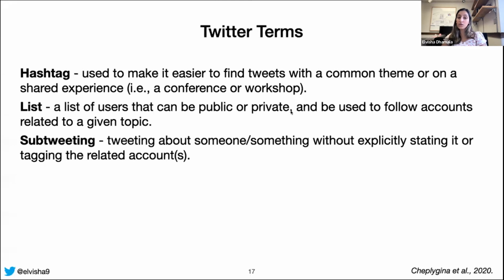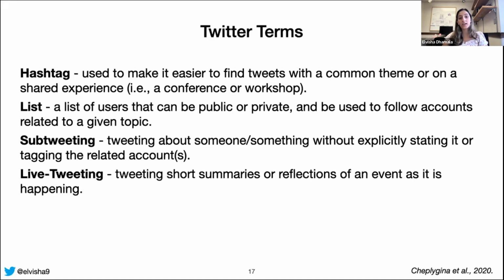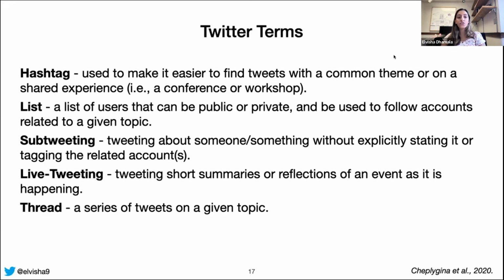Subtweeting is when you tweet about someone or something without explicitly stating it or tagging the related accounts. This is also where sometimes hot takes can come into play, or basically if there's something that you're not happy about or you want to complain, but you don't explicitly want to do it, this is a way that people do it. And live tweeting is when you're tweeting short summaries or reflections of an event as it is happening. So imagine if one of you were on Twitter right now and just going through and posting the highlights of this, that would be an example of live tweeting. And then finally, a thread is a series of tweets on a given topic.